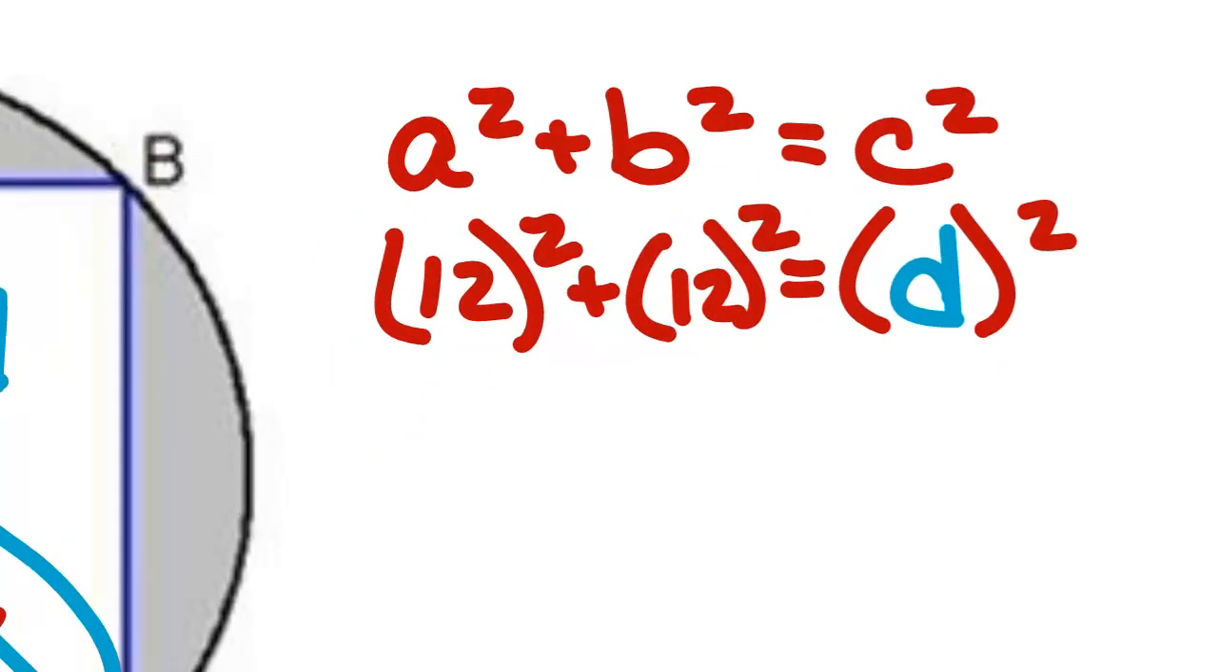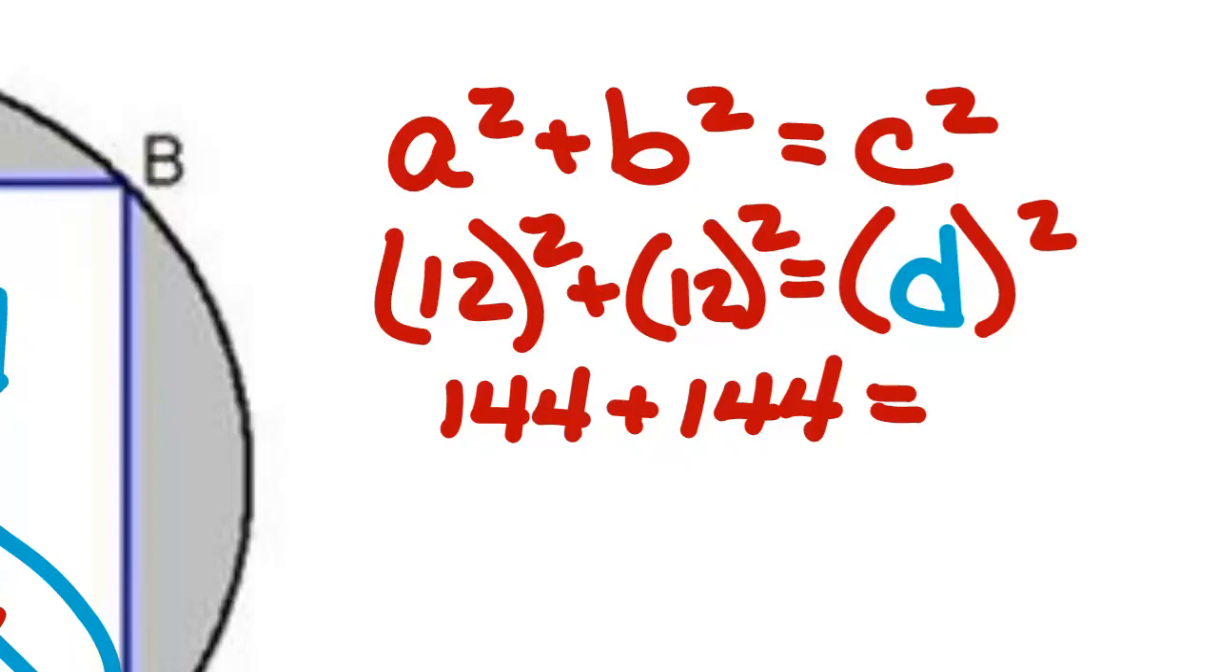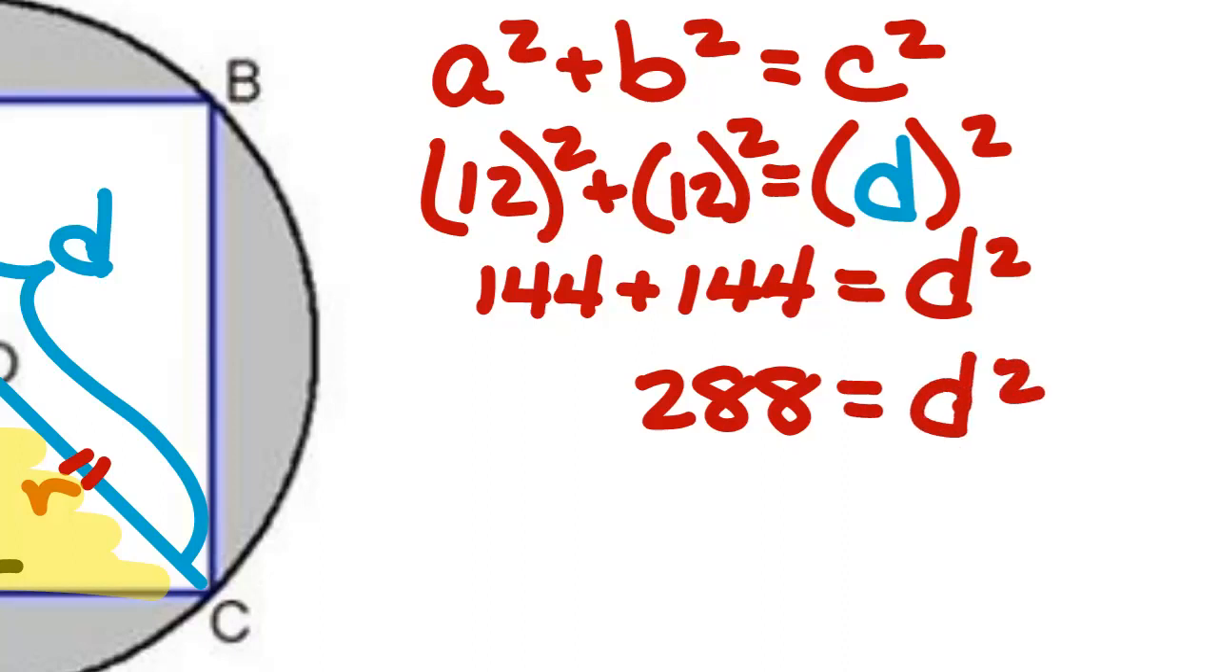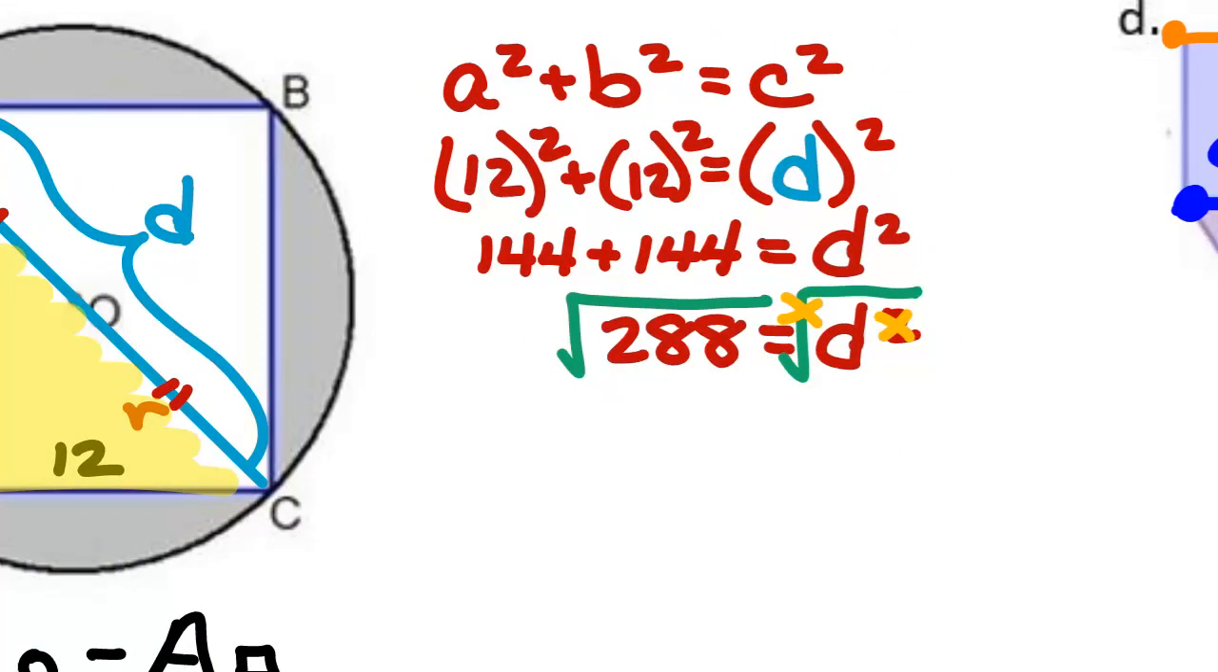How much is 12 squared? So I have 144 plus 144 equals d squared. And 144 plus 144 is 288. I want to get the d all by itself, so I'm going to square root both sides. When I put this into my calculator, at least my yellow calculators, it's going to give me a radical answer back. But remember, I want to take this and cut it in half so that I can find the radius. So we're going to change it into its decimal form. What is the square root of 288 in its decimal form? 16.971 for our diameter.